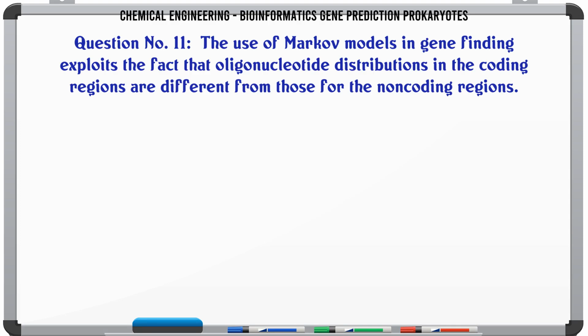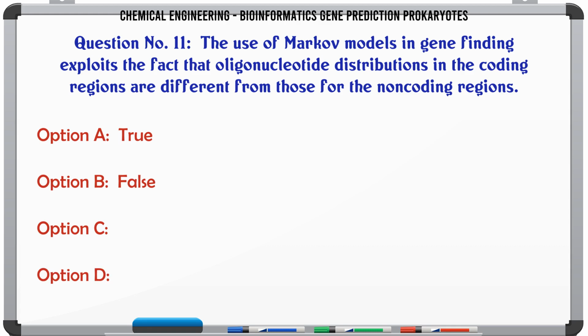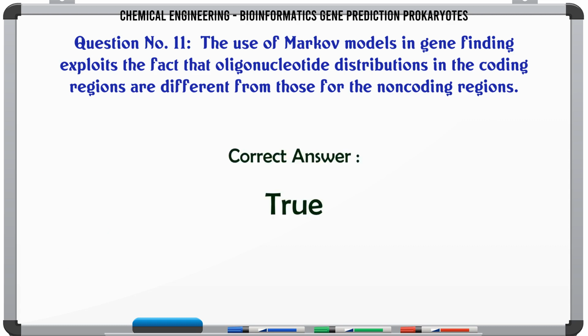The use of Markov models in gene finding exploits the fact that oligonucleotide distributions in the coding regions are different from those for the non-coding regions. A. True. B. False. The correct answer is true.